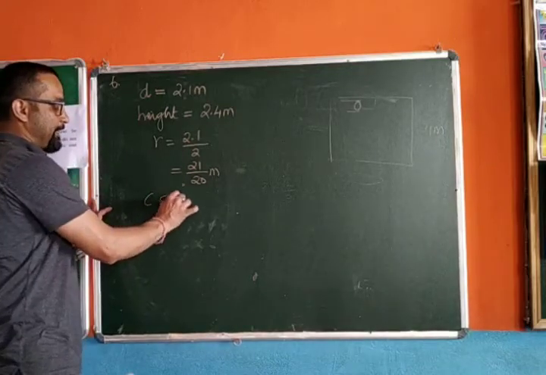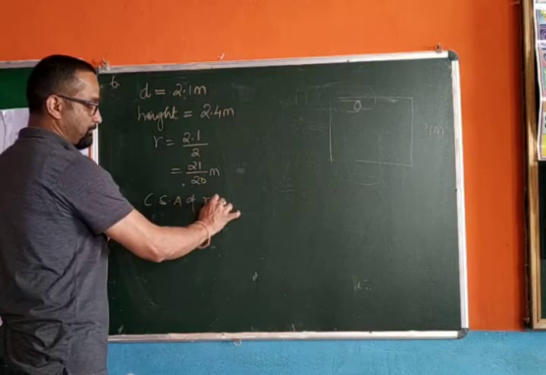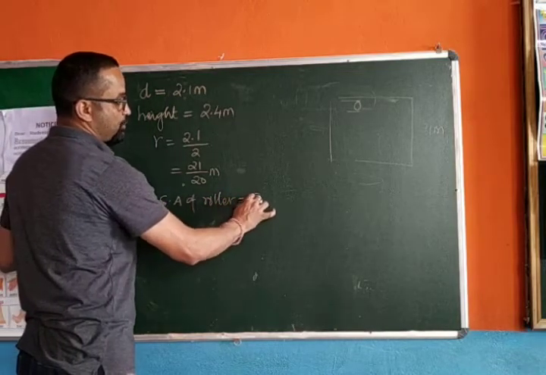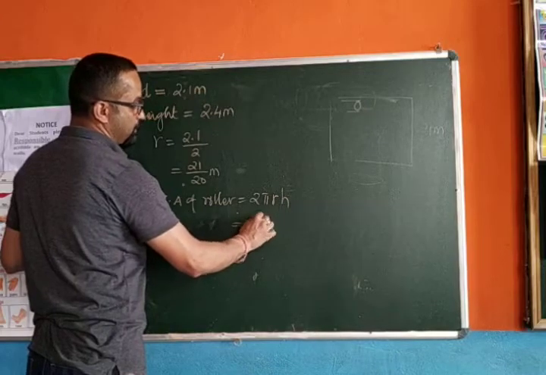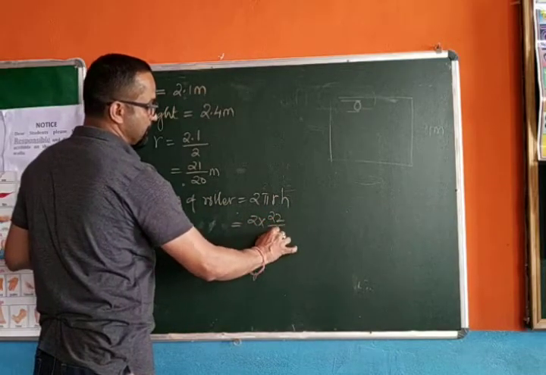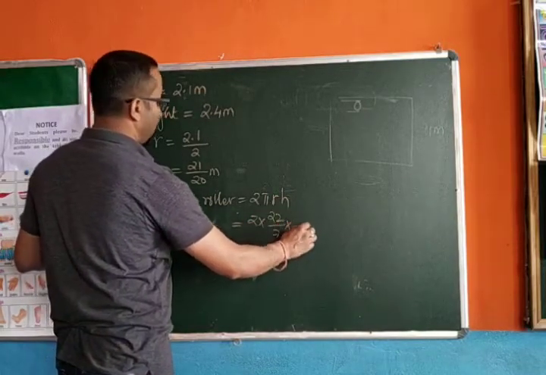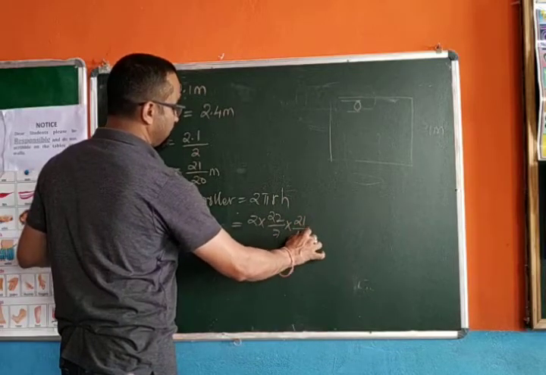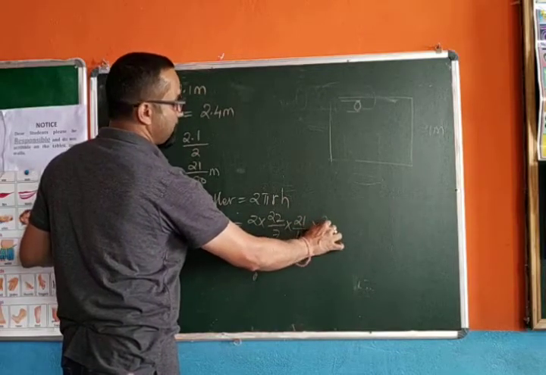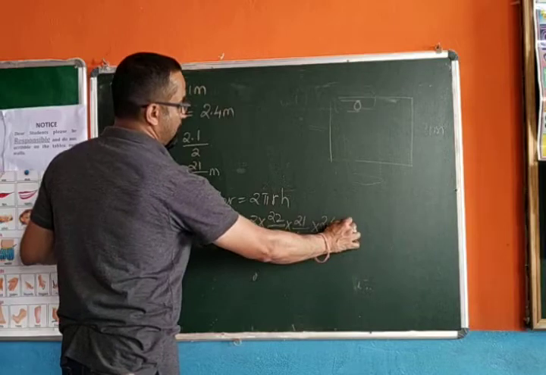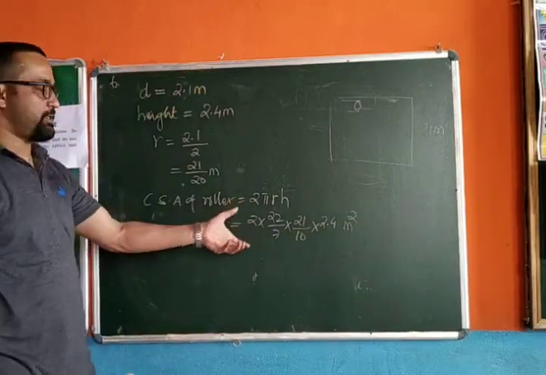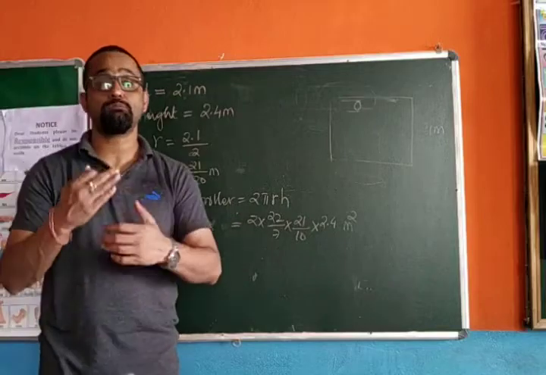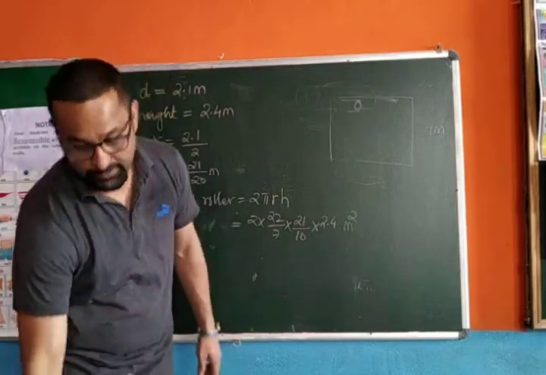Curved surface area of roller is 2 pi r h. 2 multiplied by 22 by 7, radius we know that is 21 by 20, and height we have taken as 2.4, in meter squared. You should not simplify this because you are finding the number of revolutions.